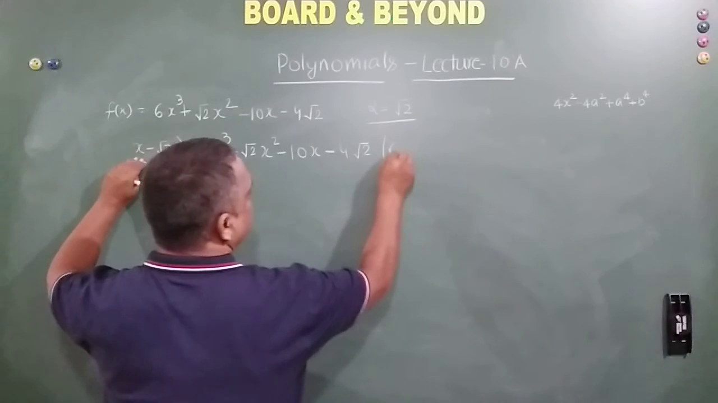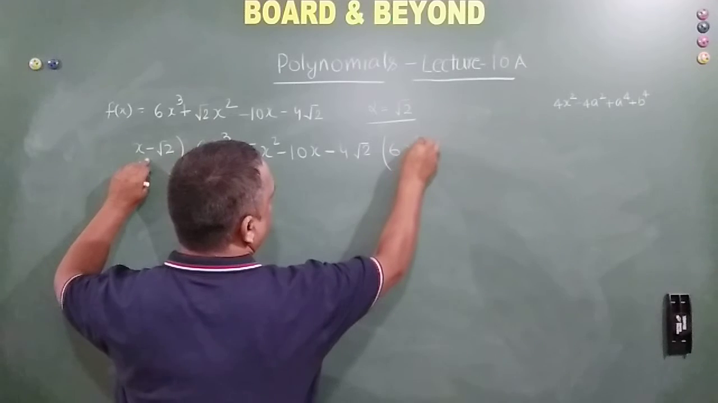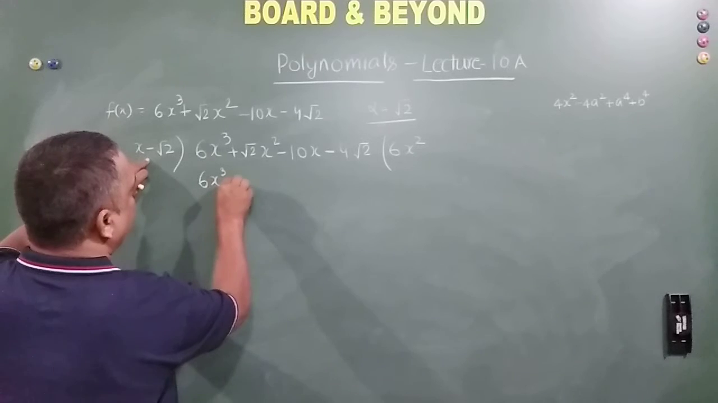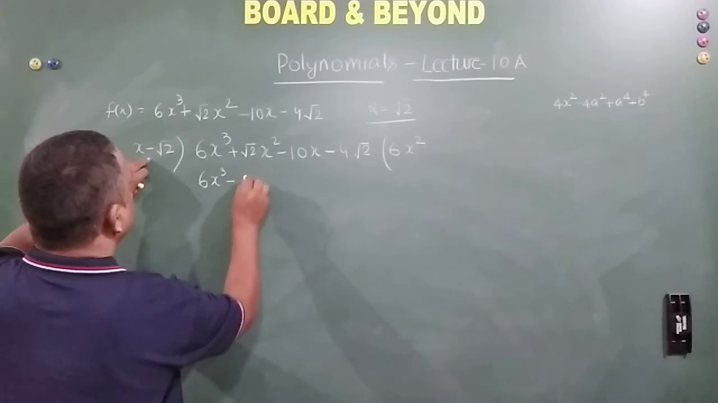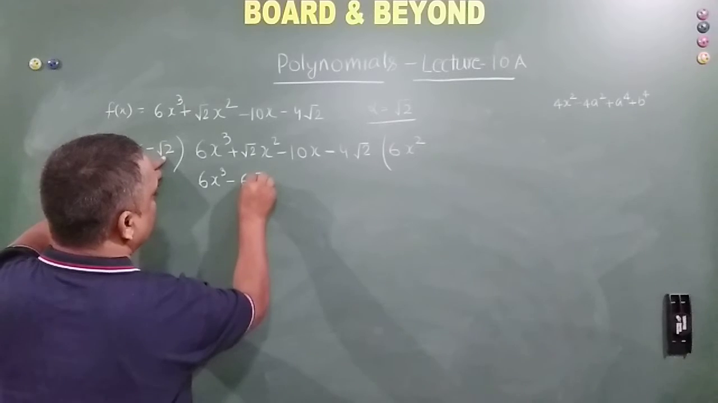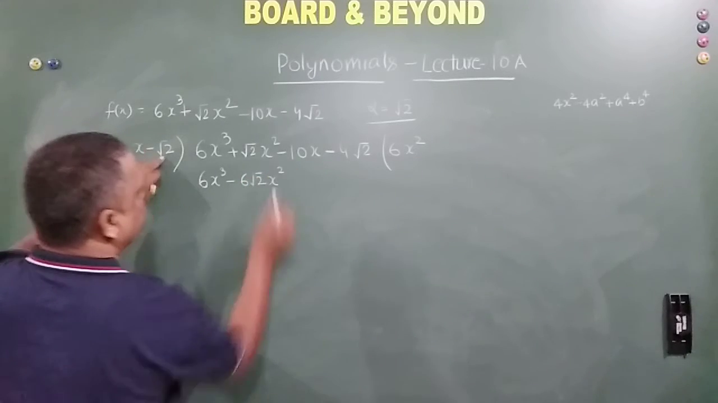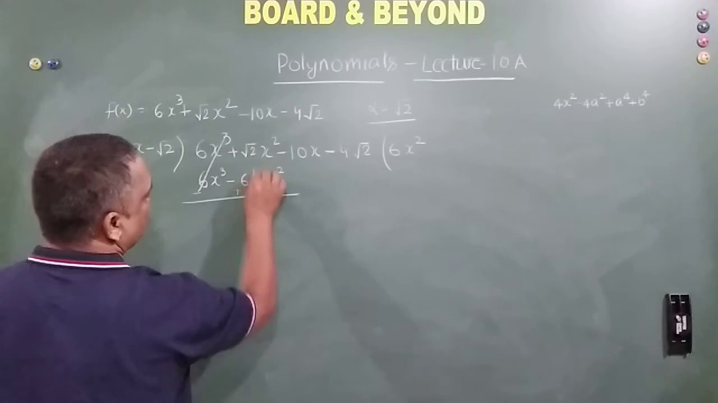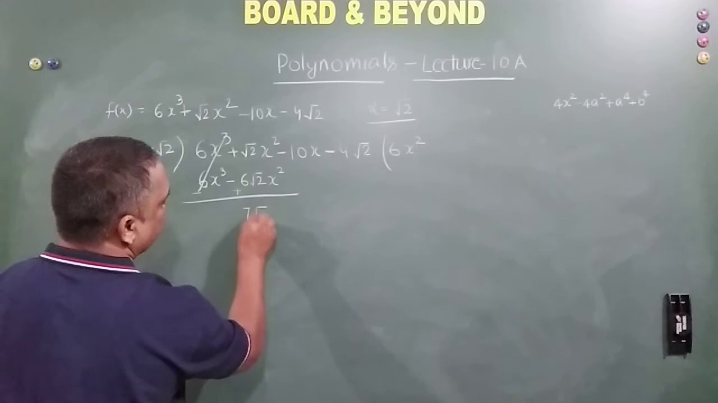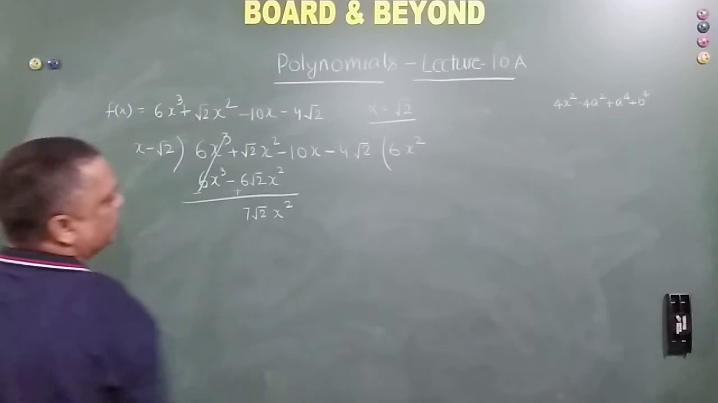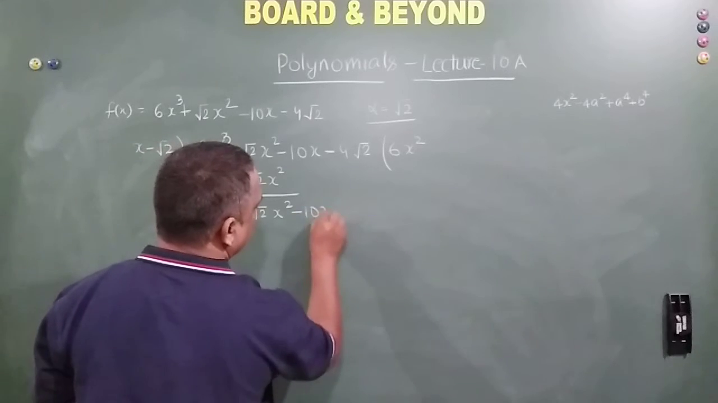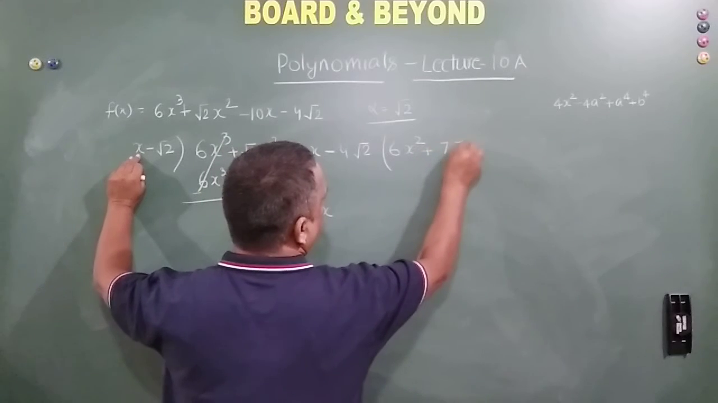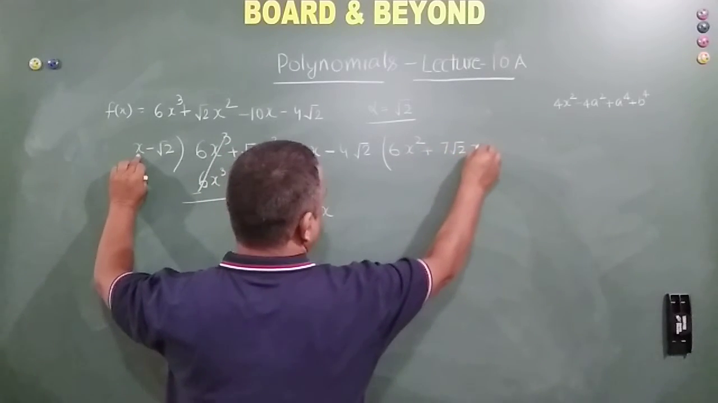So this 6 and this x square gives me 6x cube minus 6 into root 2, that is 6 root 2 x square. Minus plus, so this becomes 7 root 2 x square, minus 10x. Now I have to get 7 root 2, so I will do plus 7 root 2 and x.